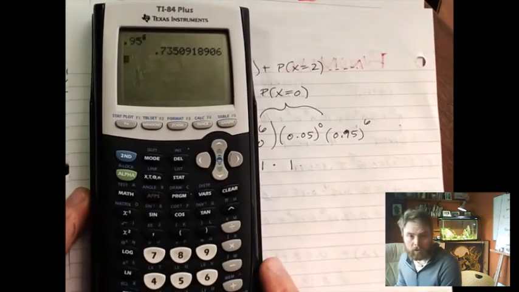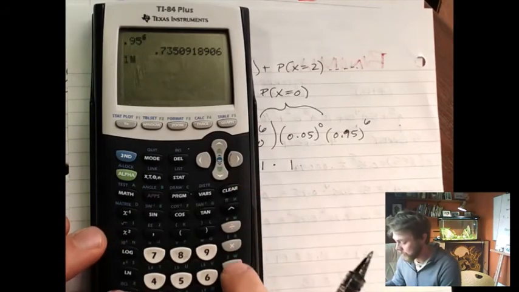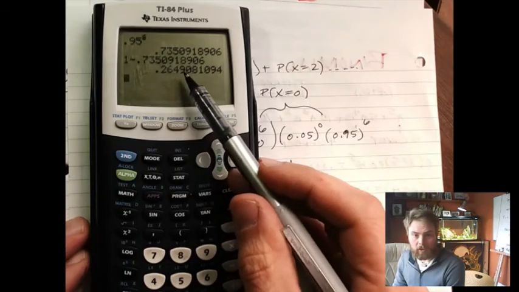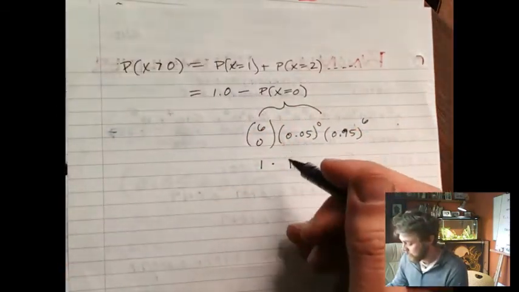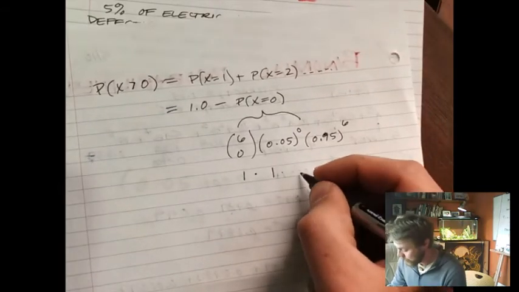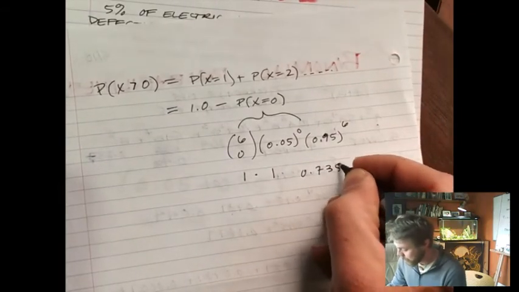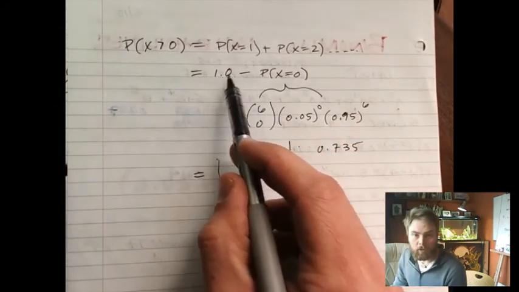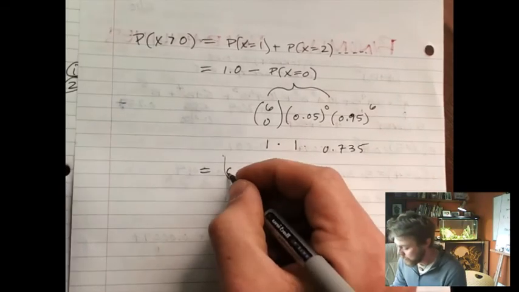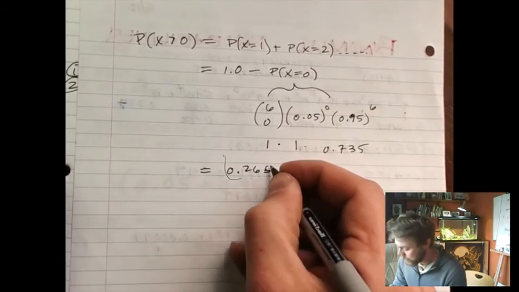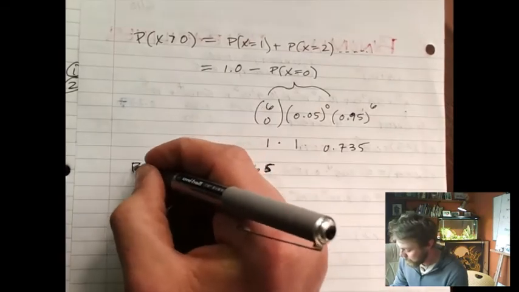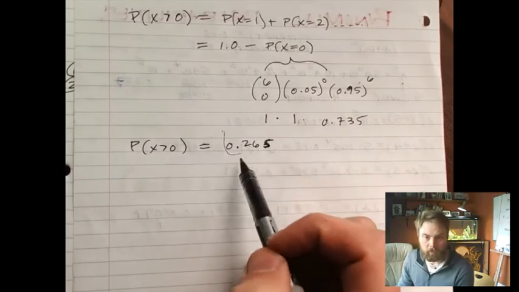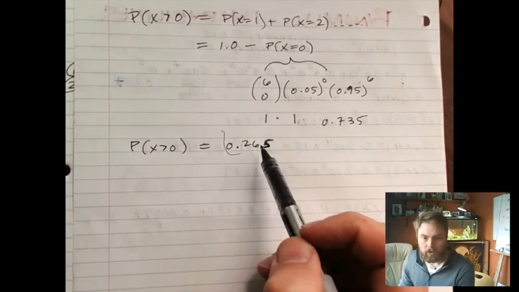Okay, so 73.5%, but we actually want the opposite of that. We want everything else. So it looks like 26.5%. So this one was the 73.5, but then 1 minus 73.5 was 26.5. X greater than 0, so 26.5%.